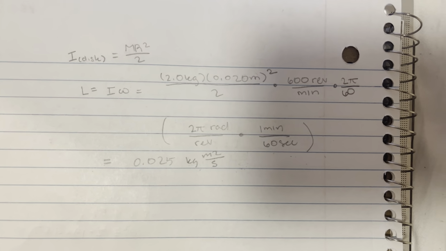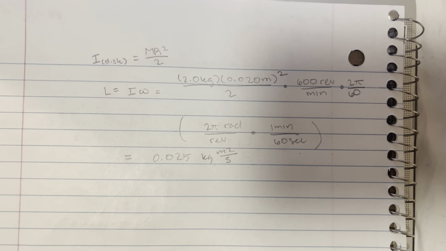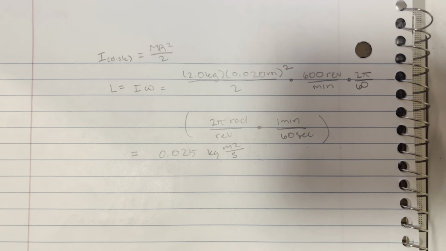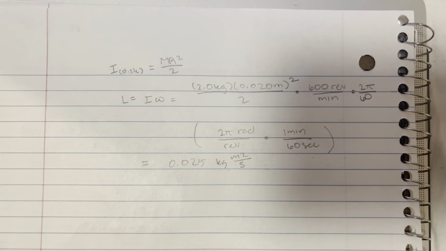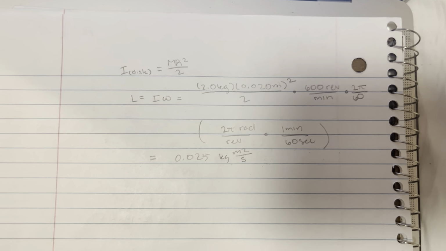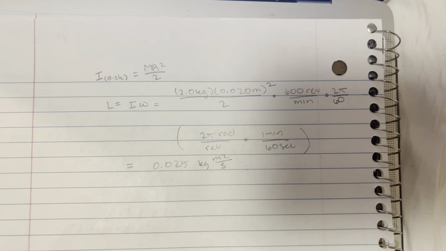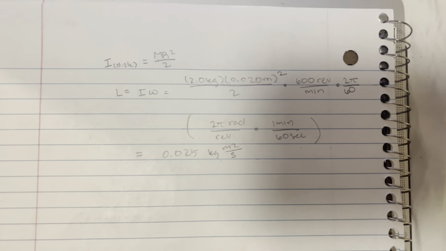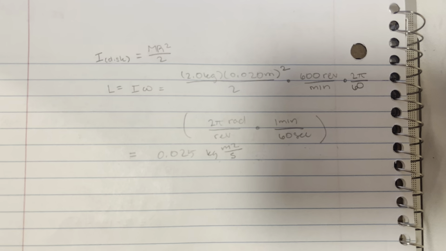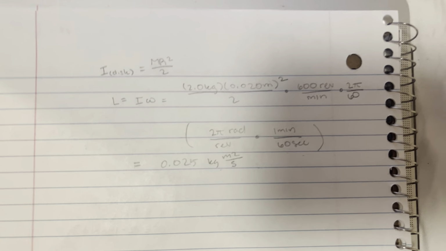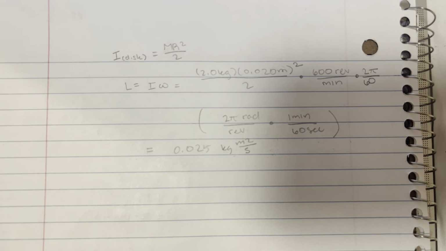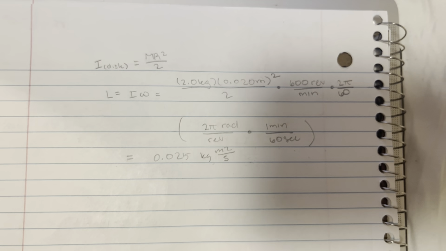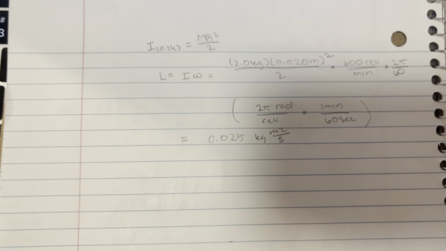So you can see my little shorthand, I just have it as 2 pi over 60. If you see in the parentheses below that, that's just a quick way of moving from revolutions per minute to radians per second. It's just 2 pi radians per revolution times 1 minute per 60 seconds. And then that comes out to 0.025 kilogram meters squared per second. And that is the unit of angular momentum, so we're good there.